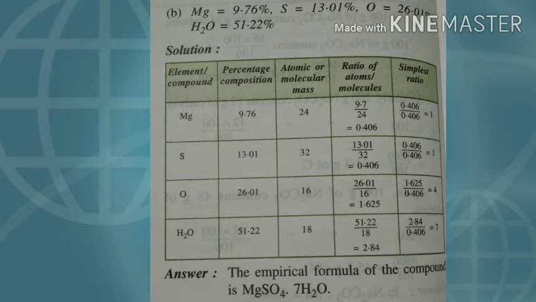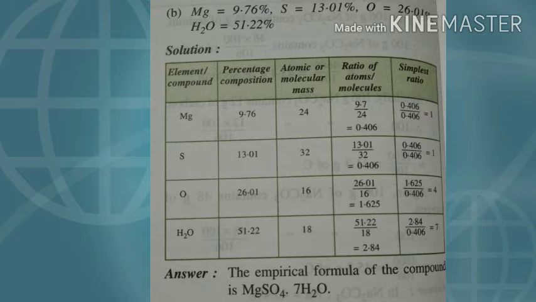Then let us fill the first column. What is the first column? Element or compound. In that, what do you have to write? Which are the elements here? Magnesium is there. Then sulfur. Then oxygen. Then water of crystallization or water molecule, H2O. So Mg, S, O, H2O.